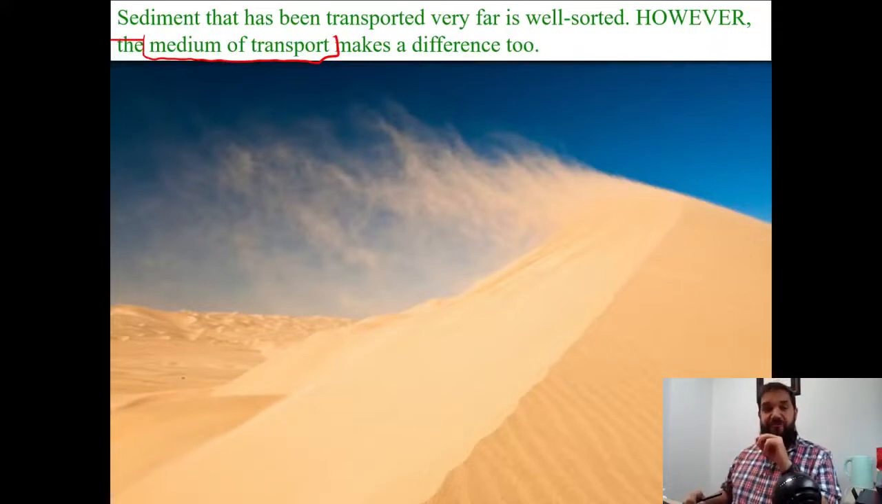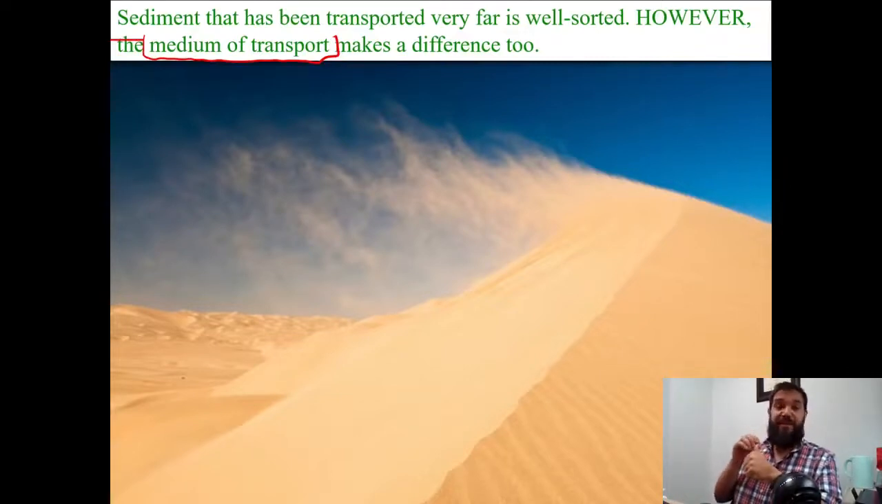Wind is very, very good at sorting sediment. If you go to a sand dune, what do you find in a sand dune? Do you find clay or silt or boulders or pebbles? No. You only find sand. It's very well sorted.